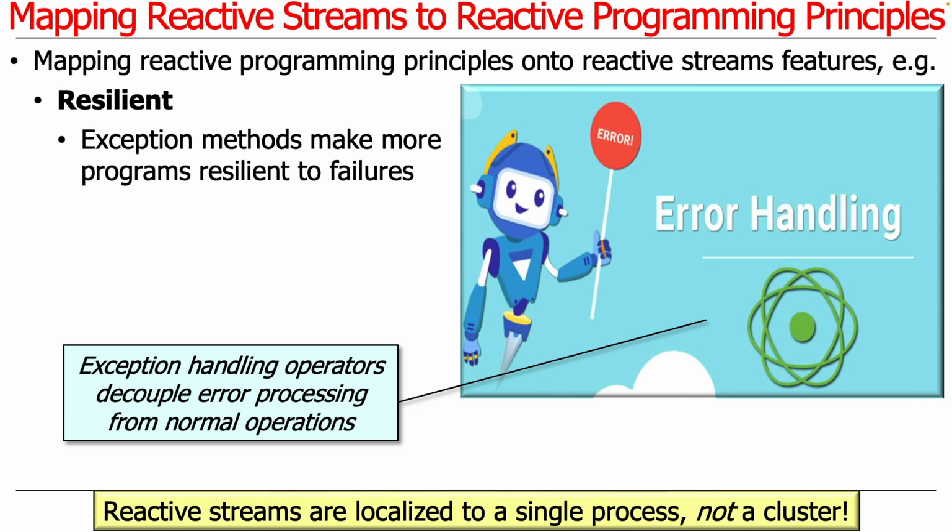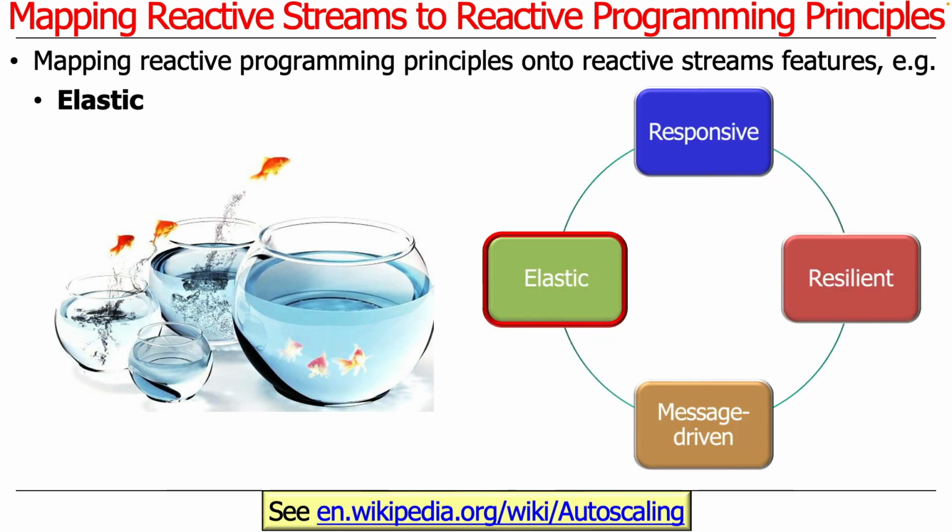In general, our discussion of reactive streams, at least for the moment, will be localized to a single process, not a cluster. When we start using WebFlux, of course, then you can expand the scope over which failures propagate. And there's a whole slew of these exception handling operators, which we'll talk about. Of course, they're slightly different between RxJava and Project Reactor, but oh well.